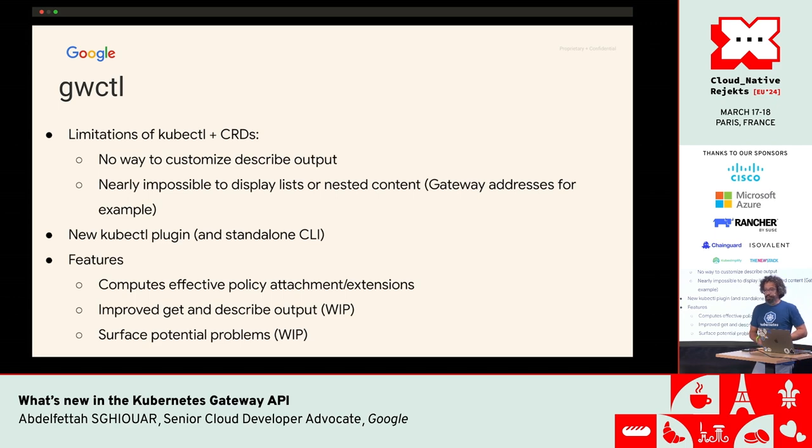There is a command line that was introduced called gatewayctl. Some of you might ask, why do we want a gatewayctl, which is not kubectl? Well, kubectl is great, but with custom CRDs, kubectl lacks a lot of capabilities. One of them is being able to list nested content.